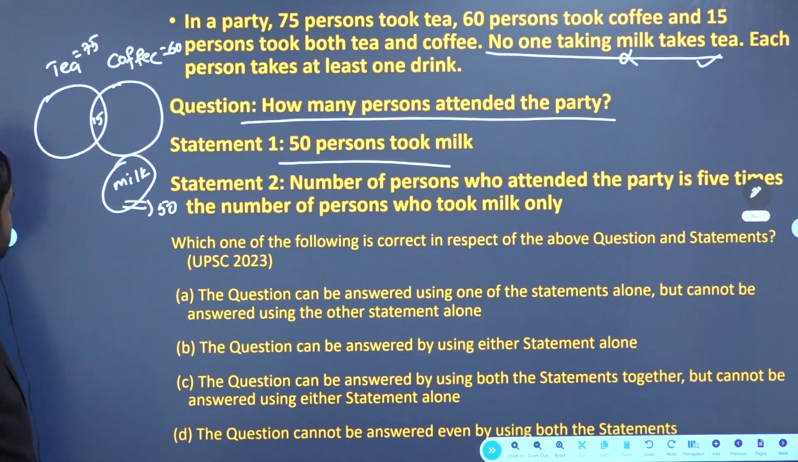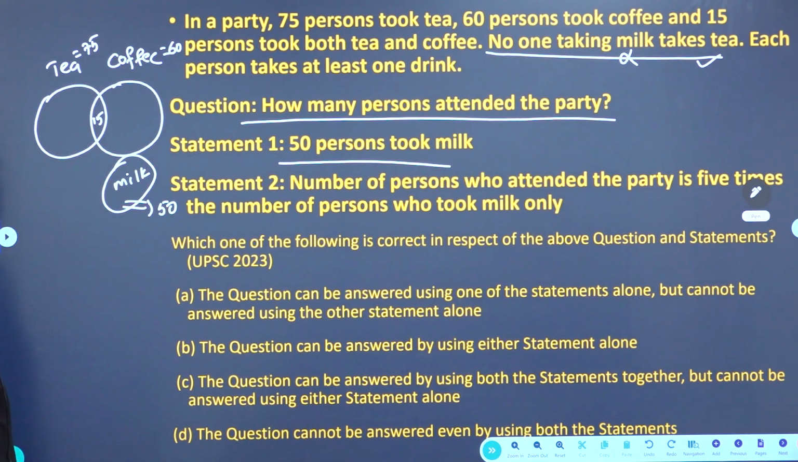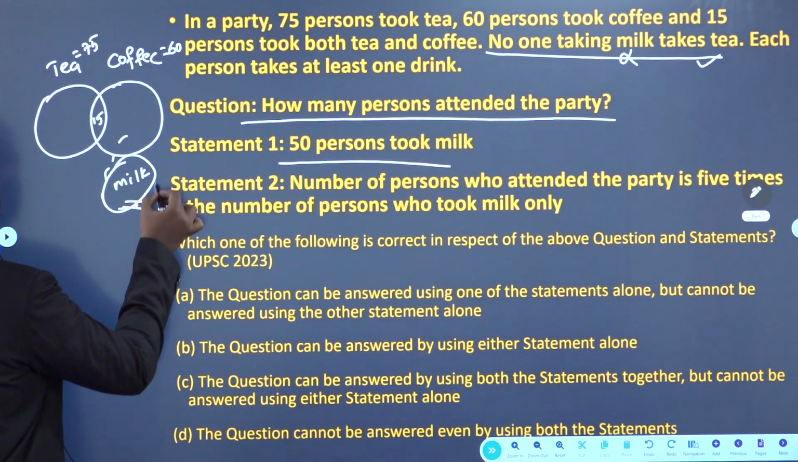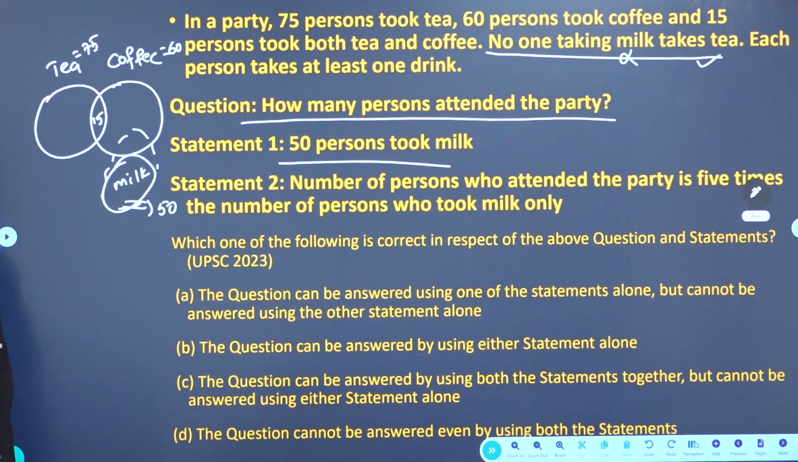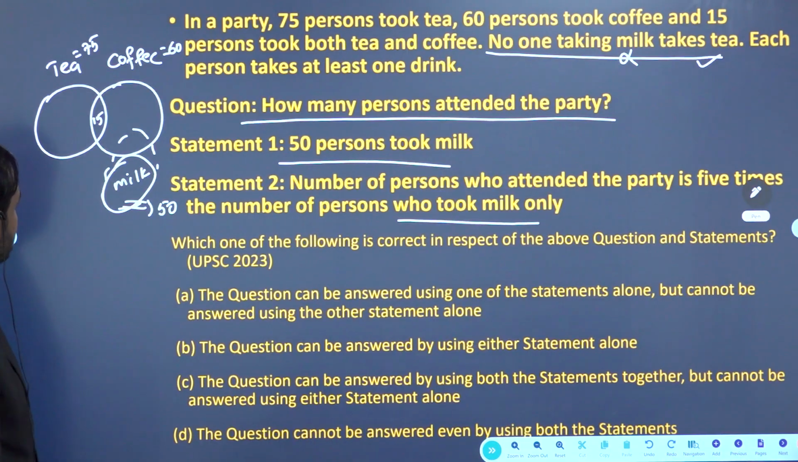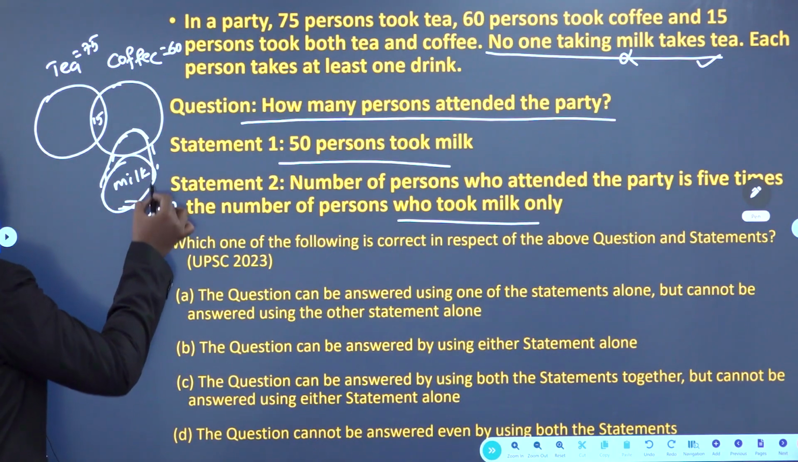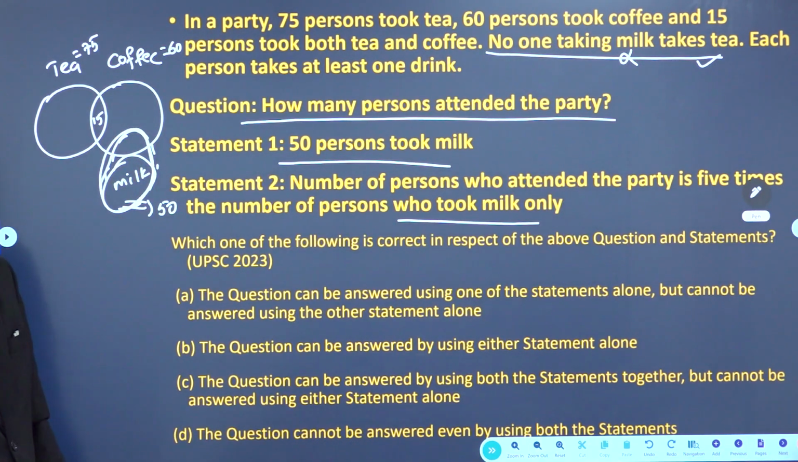No. Why? See, I don't know exactly that no one is taking milk and coffee together. There is a chance that a few people may take milk and coffee together. So it is not possible for me. Next, the number of persons who attended the party is 5 times the number of persons who took milk only. From here also, is it possible for me to tell? I don't know how many people took only milk. Then also I cannot tell my answer.